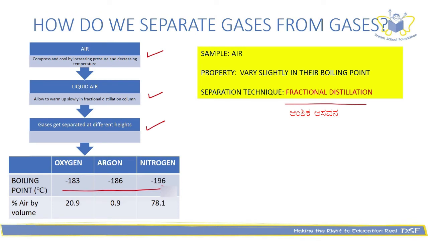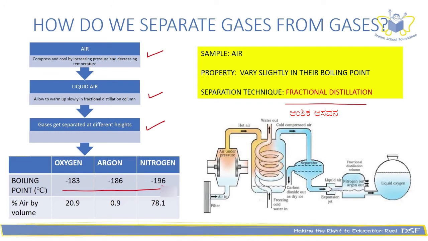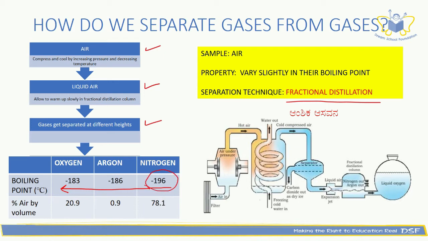A fractional distillation apparatus is shown here. The basic principle of this type of distillation is that different liquids boil at different temperatures and evaporate. So when the mixture is heated, the substance with the lowest boiling point evaporates first and it is followed by the other gases. These gases are later on collected separately.